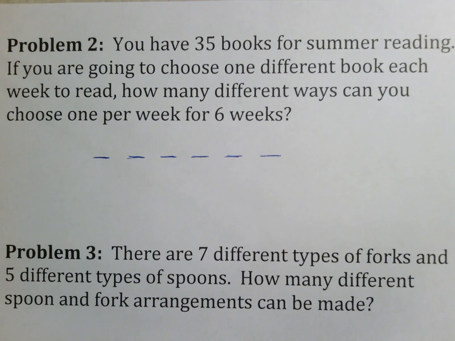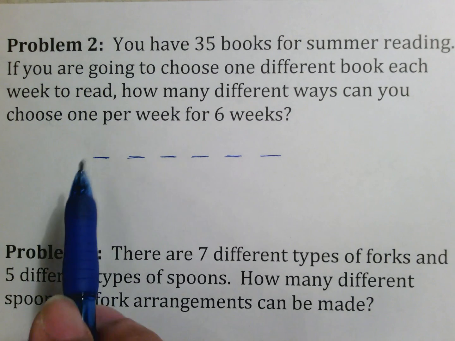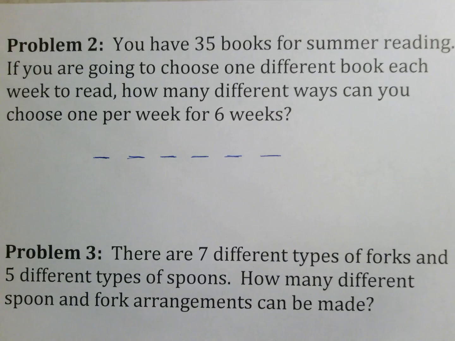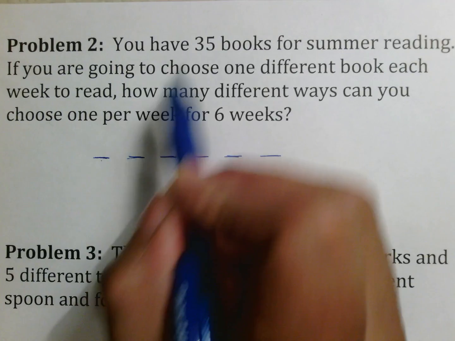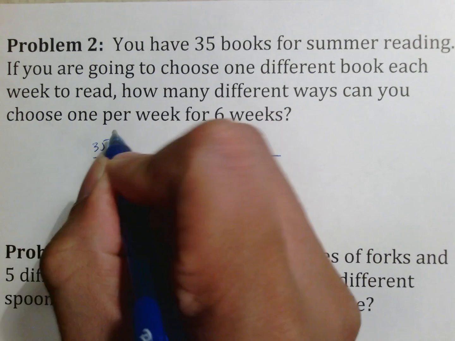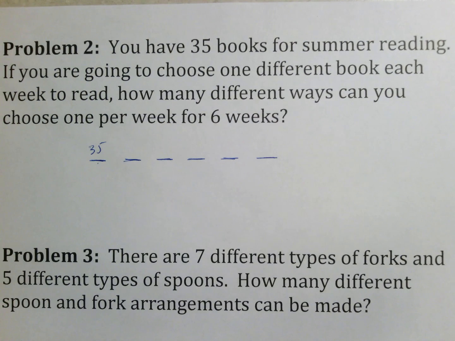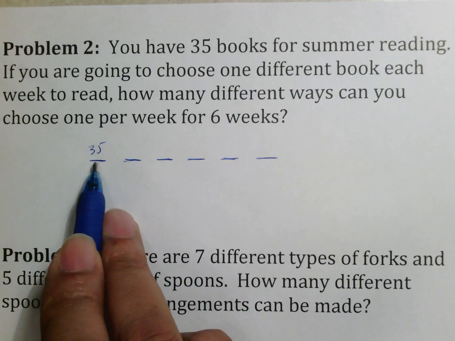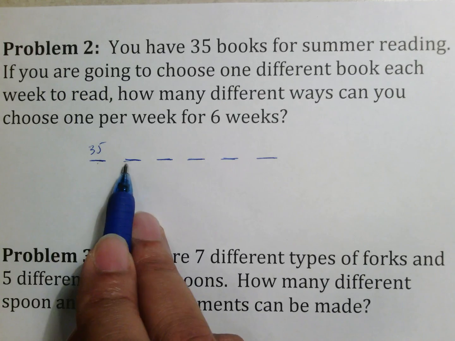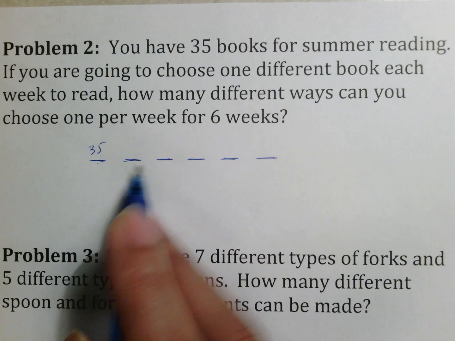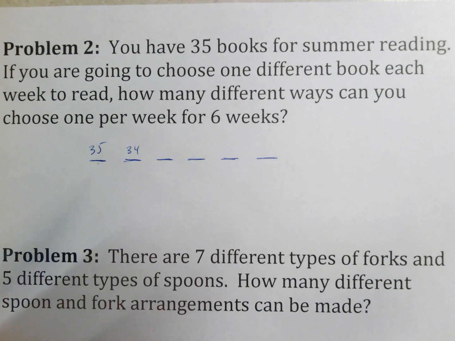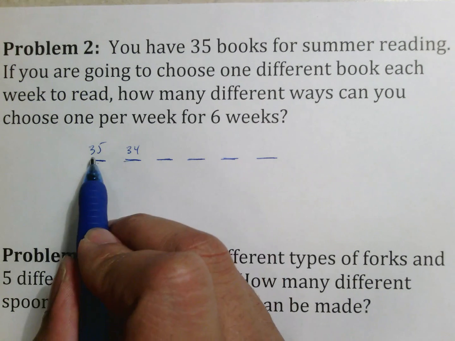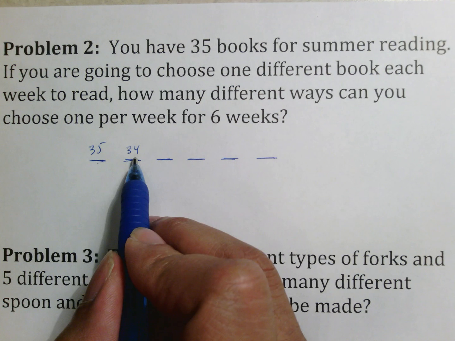Again, there are 6 choices for me to make. I have to choose one book per week. And here is where your decision comes in. How many books do I have to choose from in the first week would be 35 books. But here's where you have to think. If I chose a book this week, I'm obviously not going to choose that same book the next week, which means that the next week I don't have 35 choices, I have 34 choices because I've already read one book. Now I have 34 books that I haven't read.